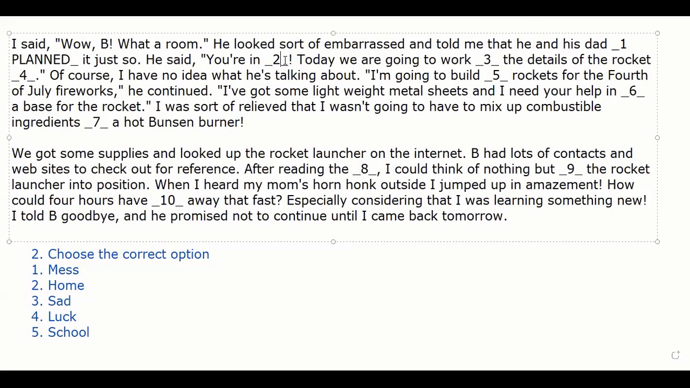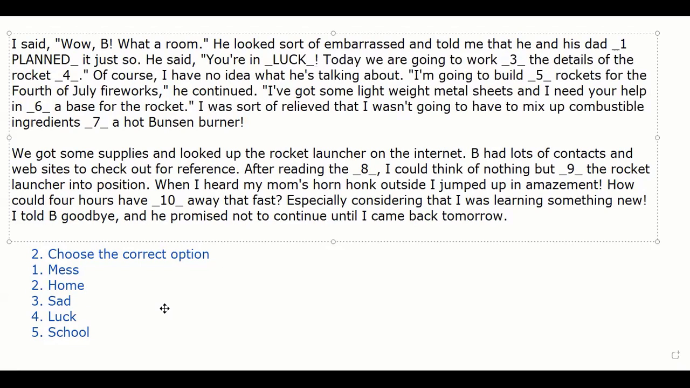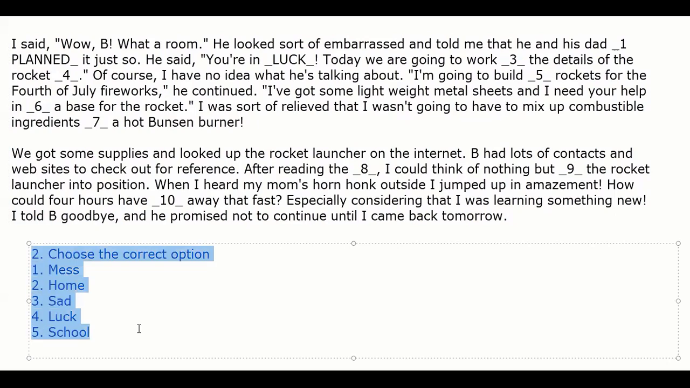Let's see the hyphen here. It has to be luck. Clear, everyone? Very easy. Let's try the third one. It has to be luck there.